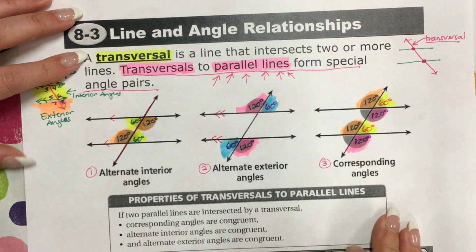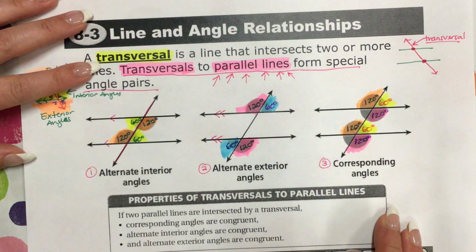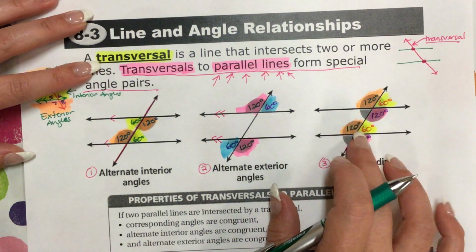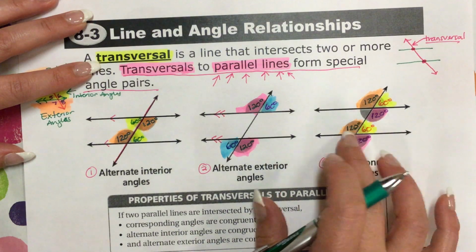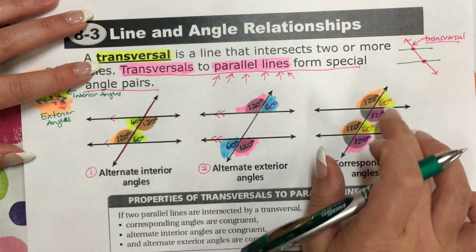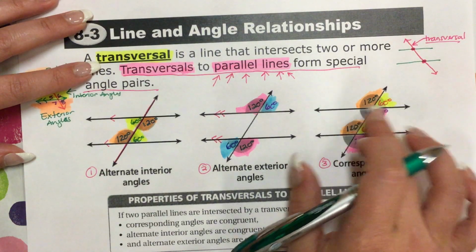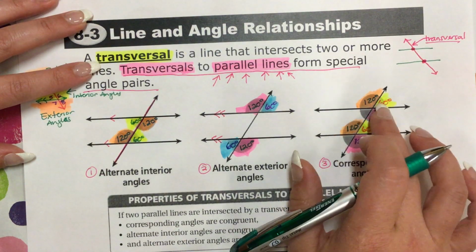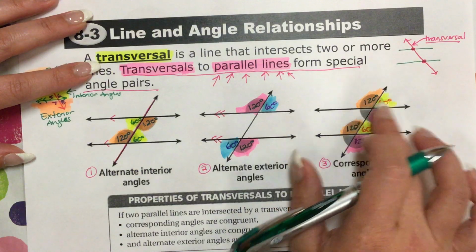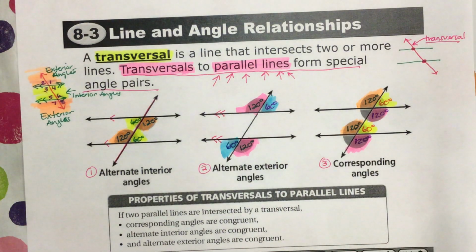So this is 120. Which is super cool because these are also adjacent angles, which means 120 plus 60 is 180. So they're supplementary. And the same is true here. These two angles are adjacent, which means 120 plus 60 is 180. So these are also supplementary.